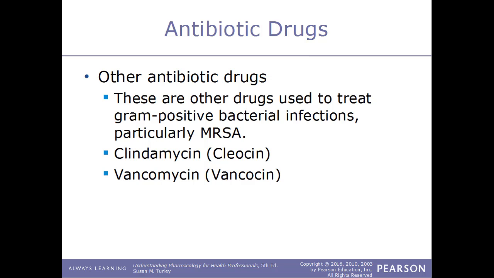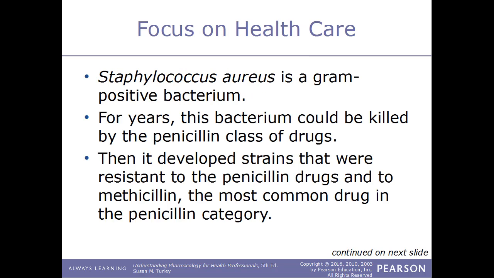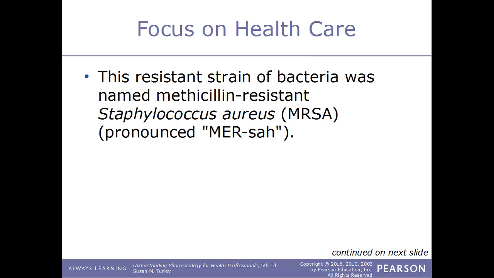Some other types of antibiotic drugs. The two drugs listed here and other drugs are used to treat gram-positive bacterial infections, in particular MRSA, such as clindamycin, known by the brand name Cleocin, and vancomycin, known by the name vancomycin. See, the bacterium Staph aureus is a gram-positive bacterium. Now, for years, this bacterium could be killed by the penicillin class of drugs. It has developed strains that were resistant to the penicillin drugs and to methicillin, which is the most common drug used in the penicillin category. So this resistant strain of bacteria is now named methicillin-resistant Staphylococcus aureus, or MRSA.